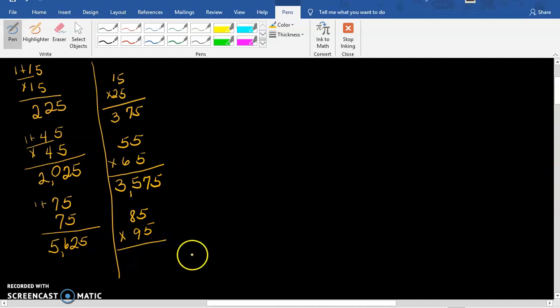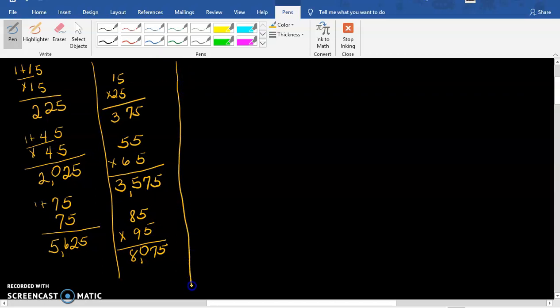Another example, let's say 85 times 95. They're both two-digit numbers ending with a 5. The tens digits are consecutive numbers. The last two digits would be 75. Add 1 to the bigger tens digit. 1 plus 9 is 10. And then multiply the result by the other tens digit. So 10 times 8 is 80. So 85 times 95 is 8,075.